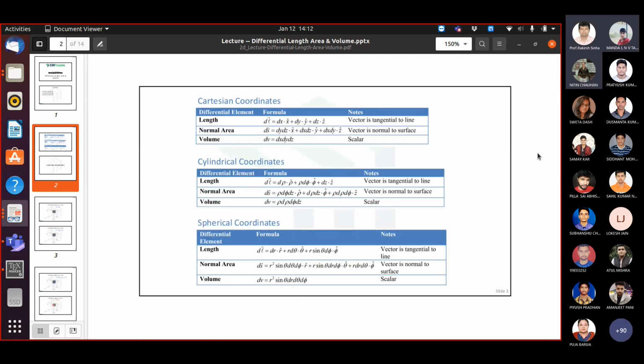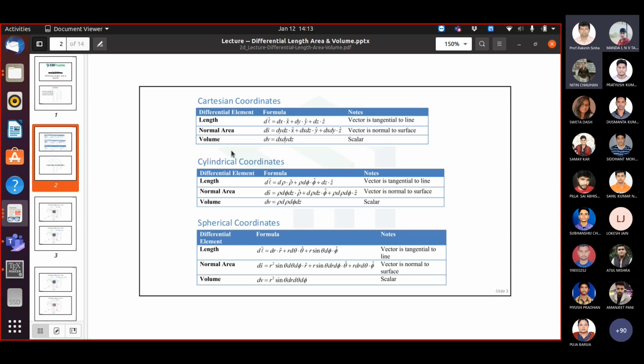Okay, so here now we move into calculus. Previously we were basically dealing with simple algebra, vector algebra. Now we move into vector calculus. In vector calculus, the first element you need is differential length, then differential area, and then differential volume. These are the three fundamental quantities you need to understand vector calculus.